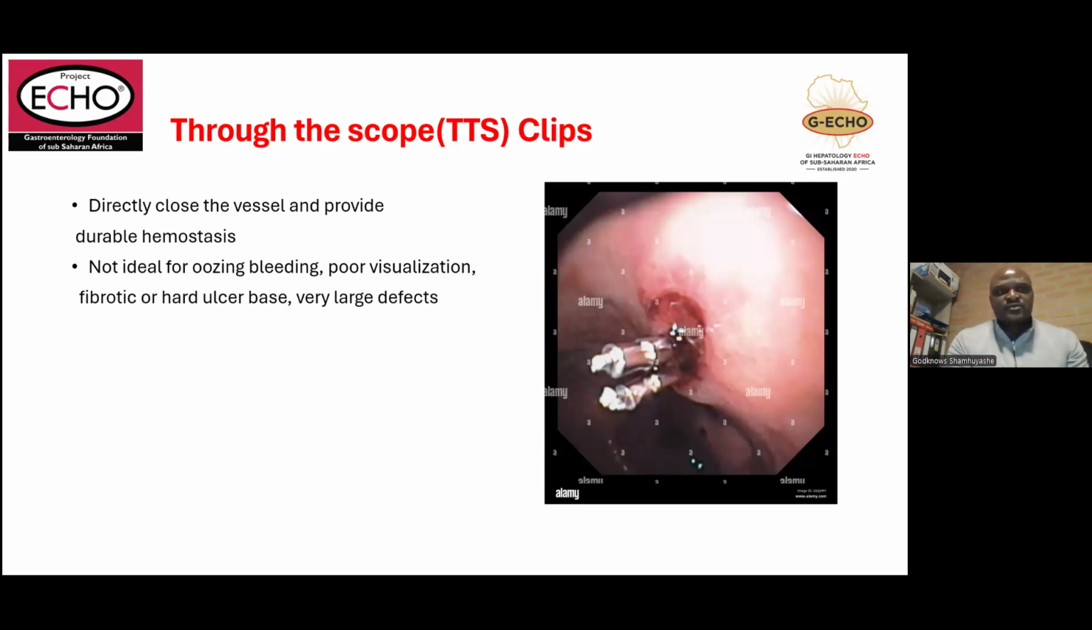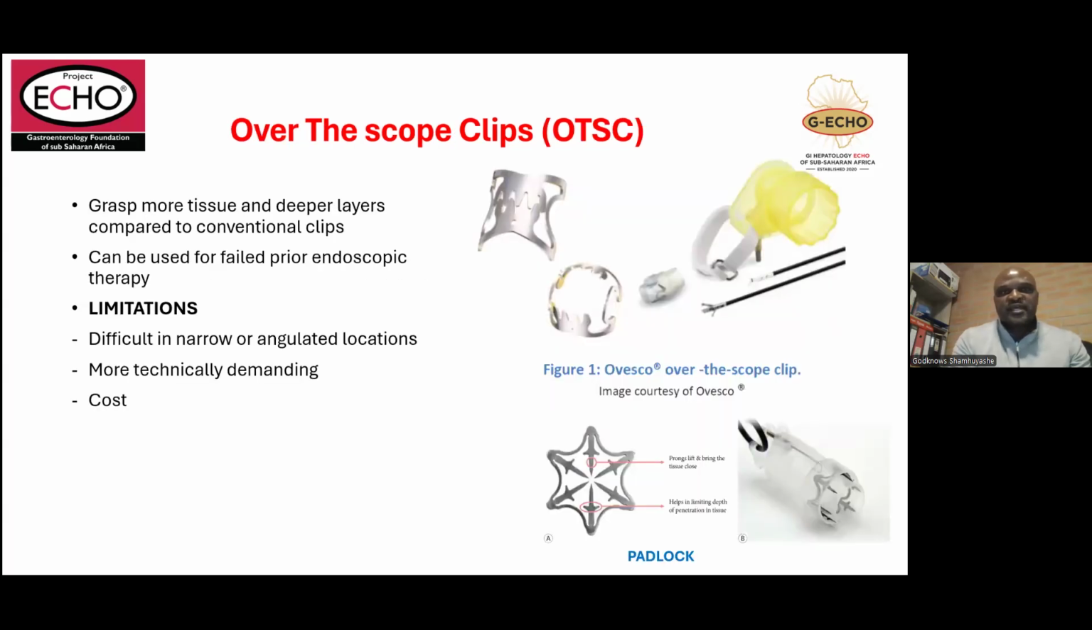These ones, you can use them to directly close the vessel, and they provide durable hemostasis. But they are not ideal for oozing or bleeding vessels, or in areas where there is poor visualization, and also in areas where there is a very fibrotic and hard ulcer base, or if the defect is very large, in which cases you might need to use over-the-scope clips like your OTSC.